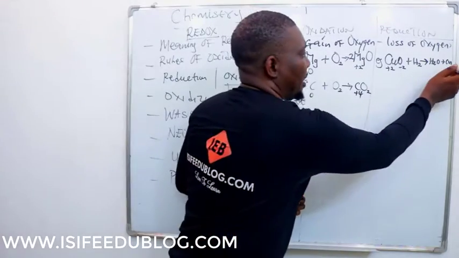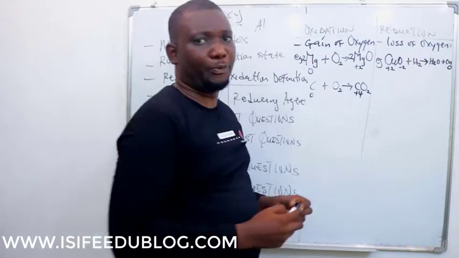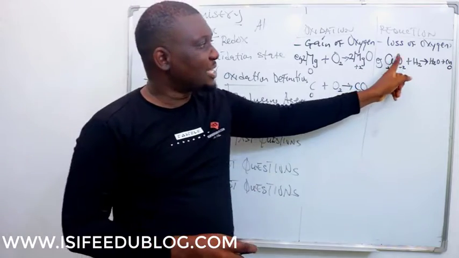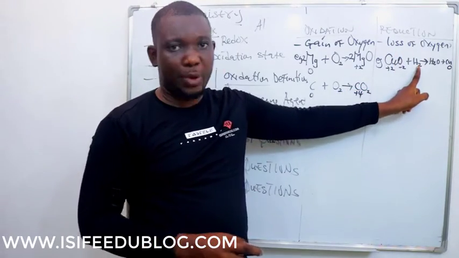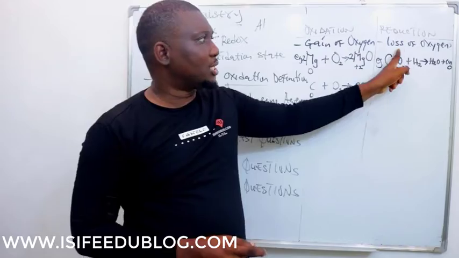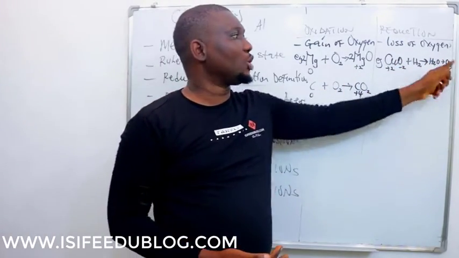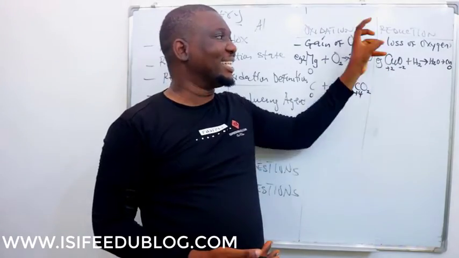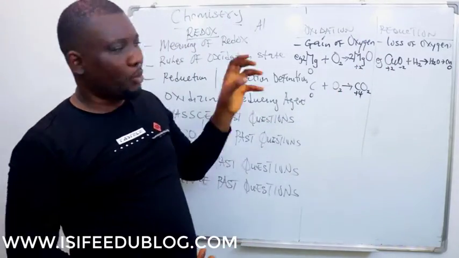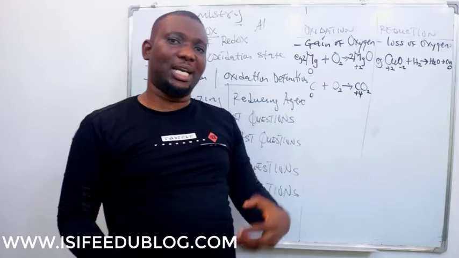But coming over here, copper has been reduced to metallic form, having lost this oxygen to hydrogen. So whenever oxygen is lost or removed from a substance, the oxidation state of the substance is going to either decrease in the positive direction or decrease in the negative direction.